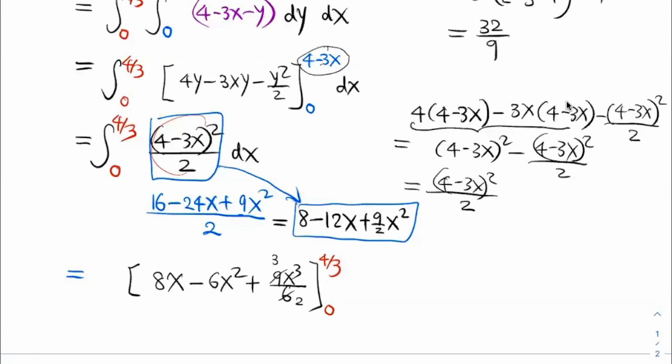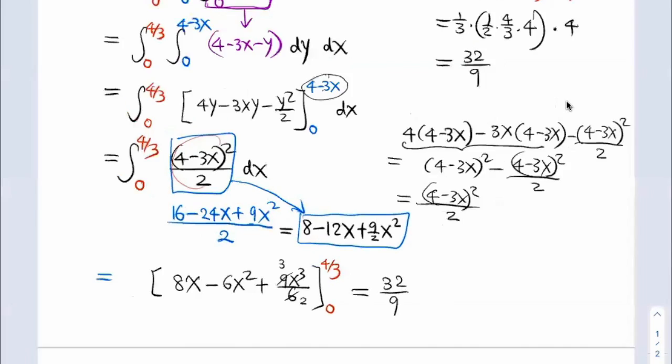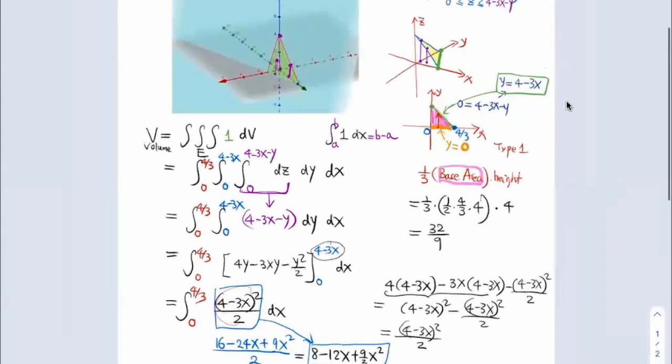Now you can use a calculator to evaluate that, and it should be equal to 32 over 9. It should be the same number that you have over here. I think the hardest part is to set it up. Once you set it up, the rest will come.